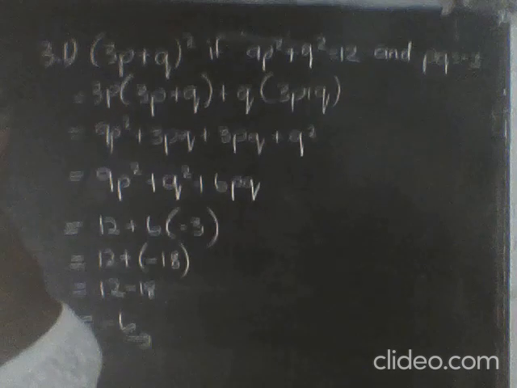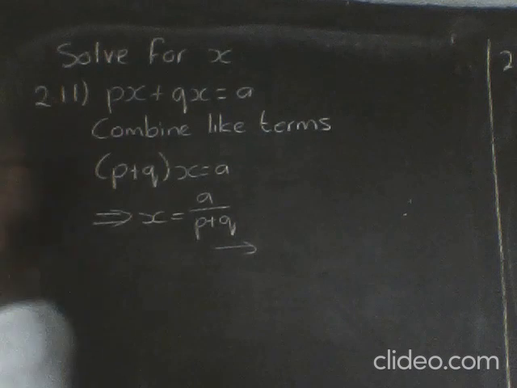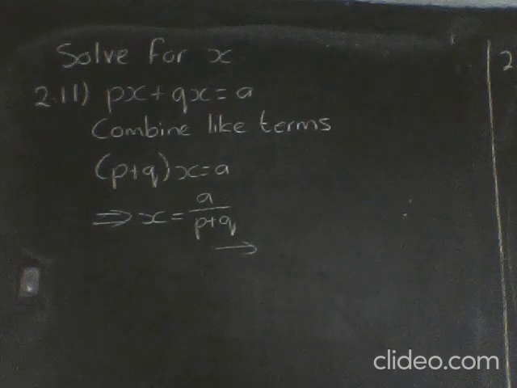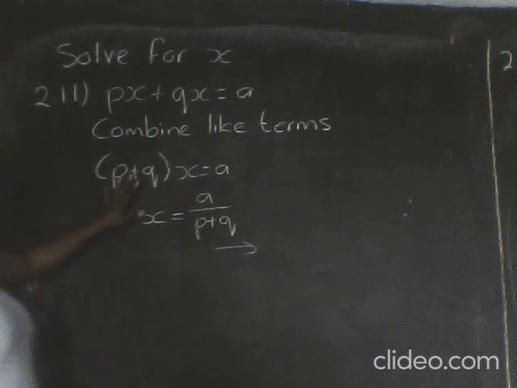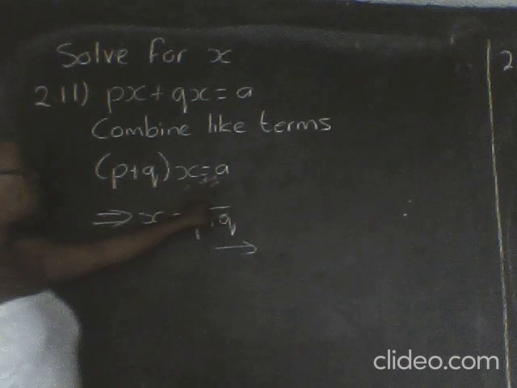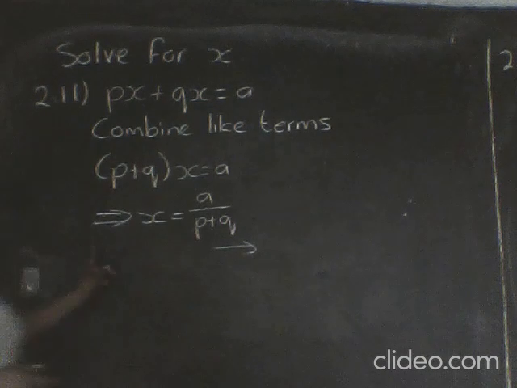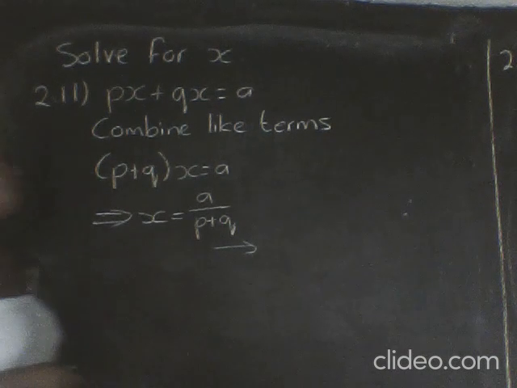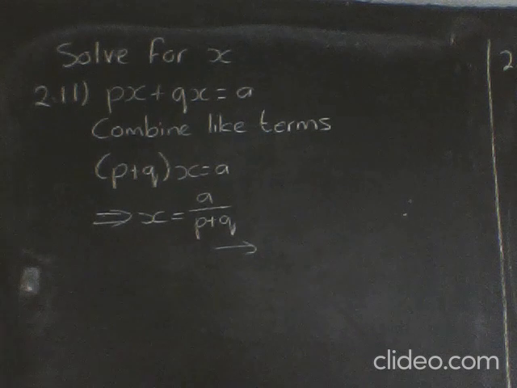We continue on the next board. So now we need to solve for x. 2.1.1 says px + qx is equal to 8. We combine like terms, so we put p and q together, x equals a outside of it. And when we solve all of this, it is a over pq. So the value of x is a over pq.